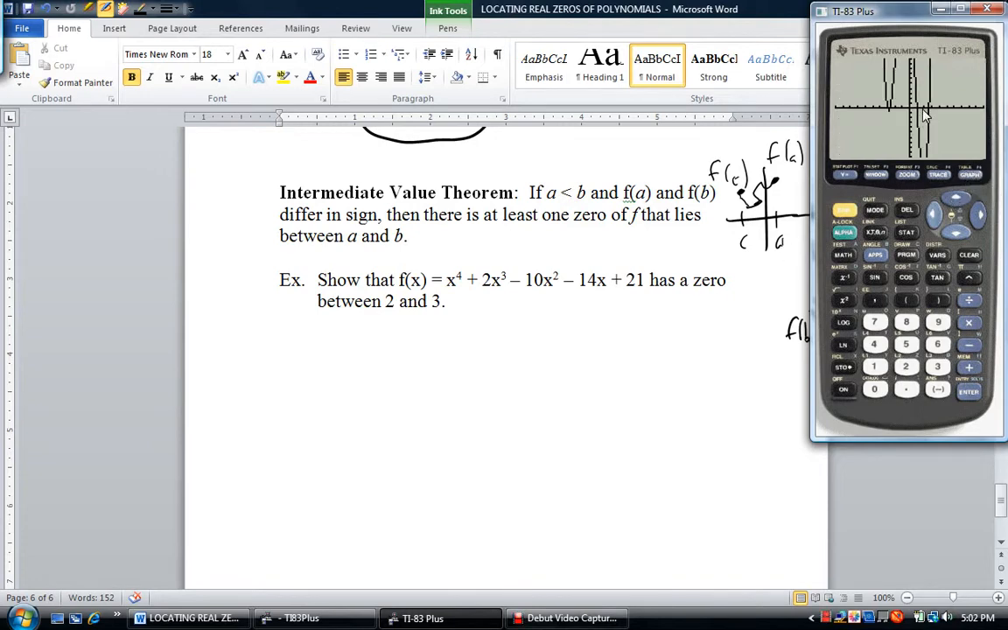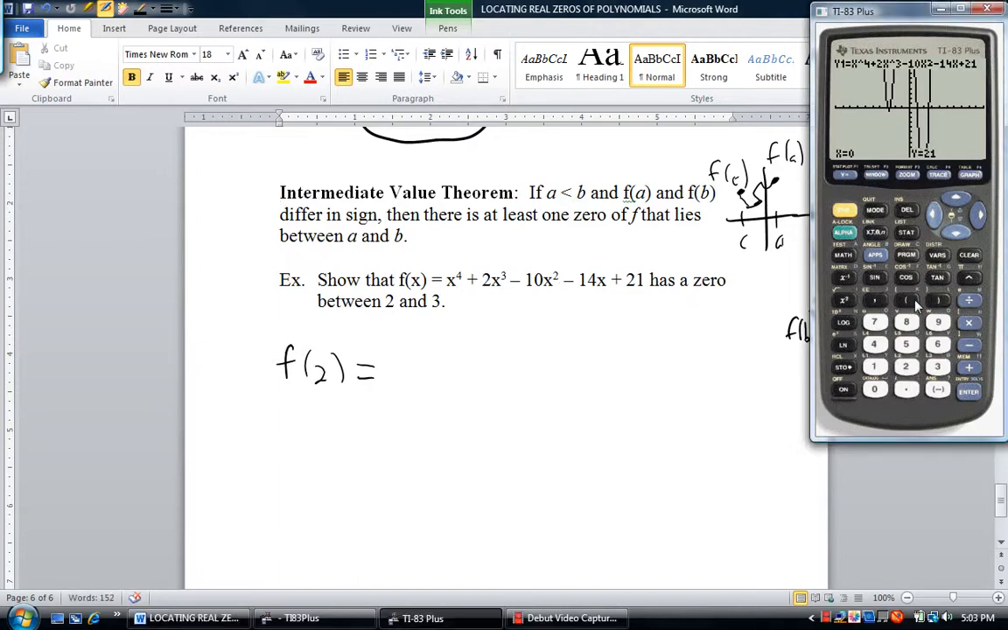Now between 2 and 3, well that's 2 and that's 3, it is going through the x-axis there, so I know there is a 0, but I need to use this theorem to verify that there is a 0. So here's how we use that theorem. First thing we want to do is find f of 2. And all that means is you're going to take the 2 and substitute it in there.